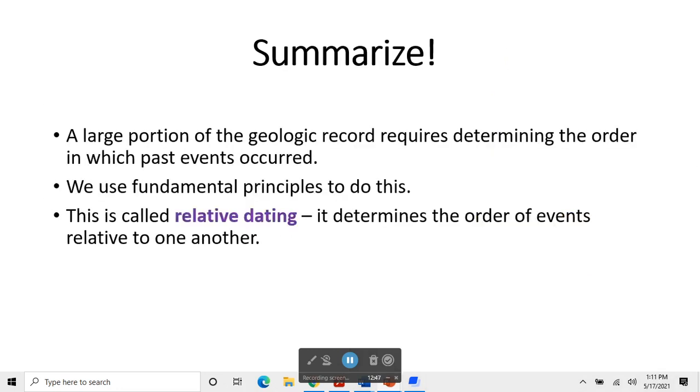So to summarize, a large portion of the geologic record requires determining the order in which past events occurred. We use these fundamental principles of geology that Steno developed to do this. This is called relative dating. It determines the order of events relative to one another. It does not give us absolute ages or absolute dates of those rocks, but it does allow us to come up with an order in which certain events happened.